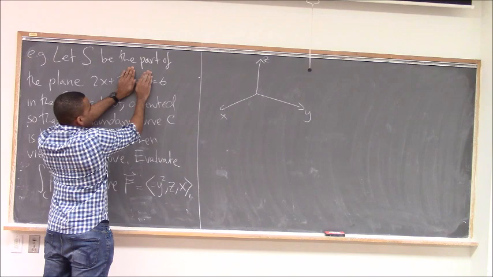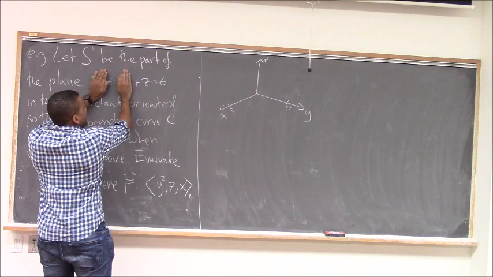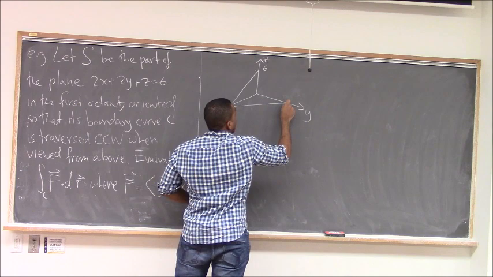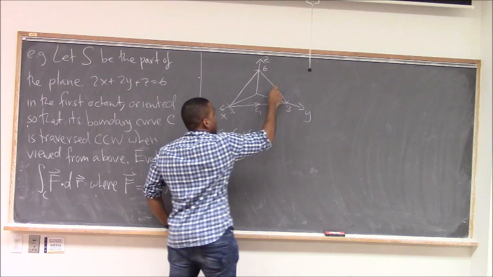If you set y and z equal to zero, you get x equals three, so the intercept here is at three. Set x and z equal to zero, you get y equals three, so the intercept there is at three. And set these two equal to zero, you get z equals six. So it's this part of the plane here. Now C is the boundary, right? So C consists of C1 union C2 union C3, which I can just name randomly like that.